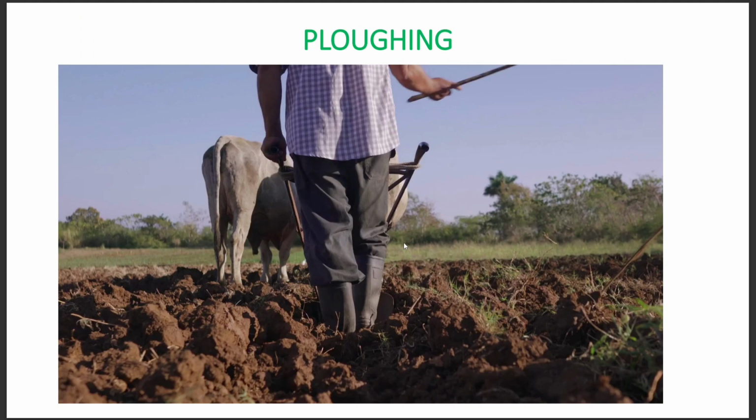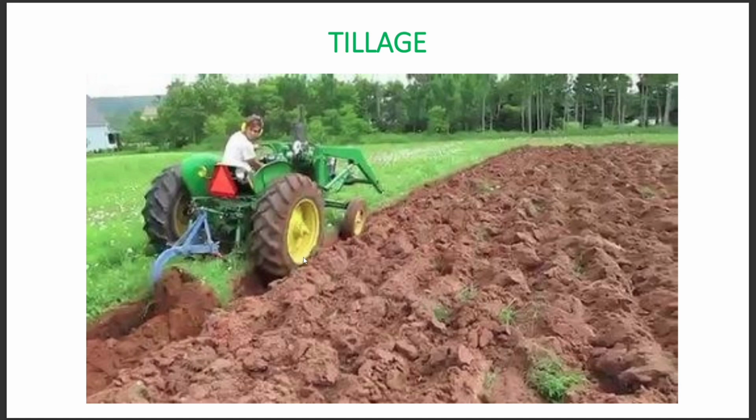Then we have plowing. It is the general thing for doing tillage. Mainly we do primary tillage by using the country plow. We can also use the tractor and moldboard plow to have a good tillage on the land.